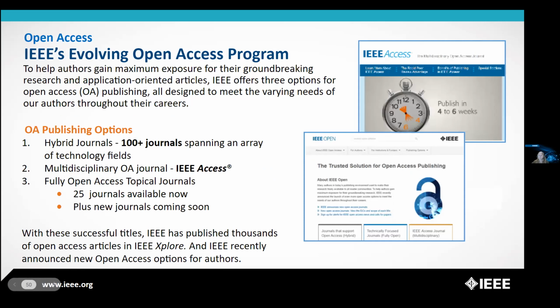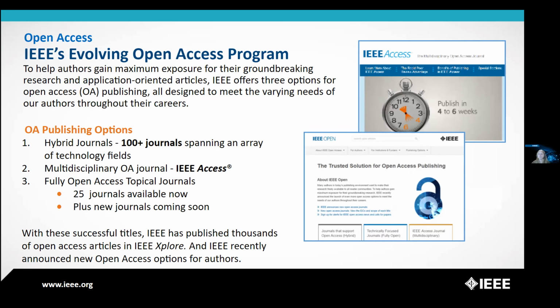And IEEE offers 3 open access options. We have our hybrid journals. So these are our traditional print journals. And basically, if you submit a paper to it, it goes through peer review. If it's been accepted, you will then be offered the option to make it open access or not. So it's totally up to you.